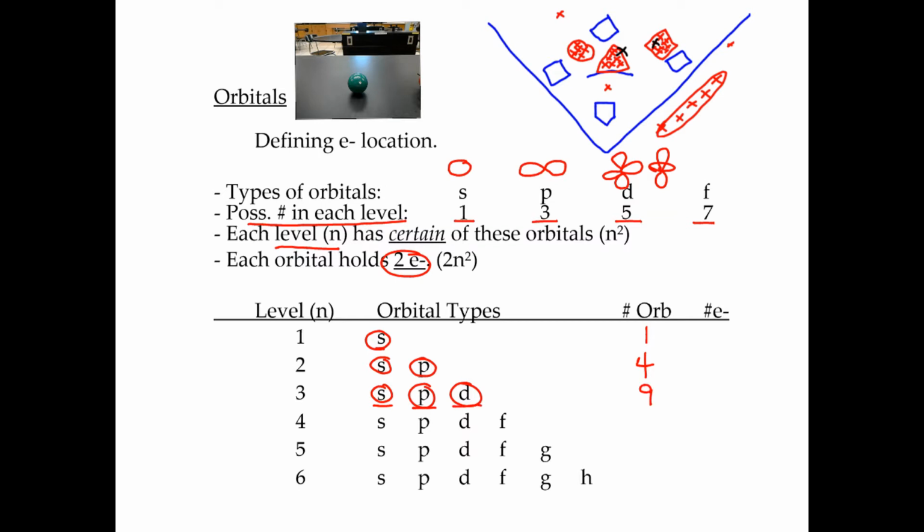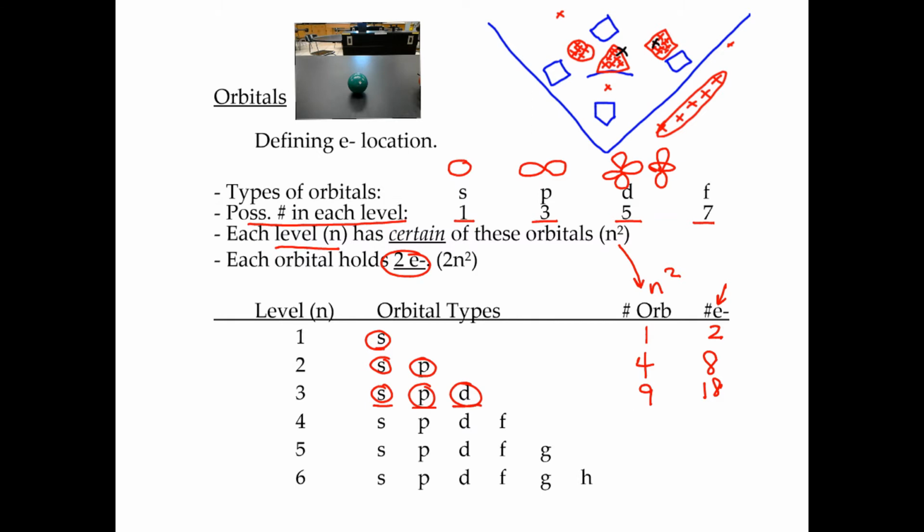Now let's talk about the number of electrons. How many arrows could you put in each of these blanks? So 1 blank could have 2 electrons. 4 blanks could have 8 arrows, or 8 electrons. 9 could hold 18 electrons. So you could hopefully see the relationship that n squared is the number of orbitals. If you have energy level 1, you could have only 1 orbital. If you have energy level 2, you could have 4 orbitals. If you have energy level 3, you could have up to 9 orbitals.